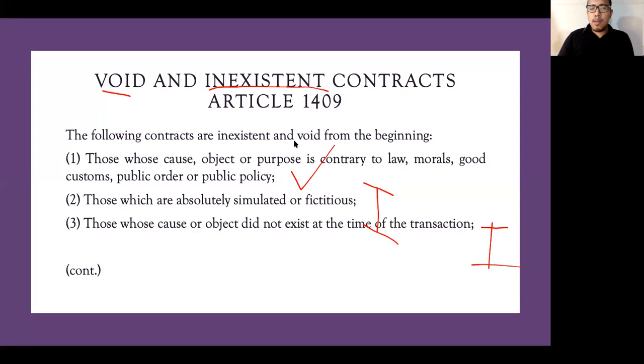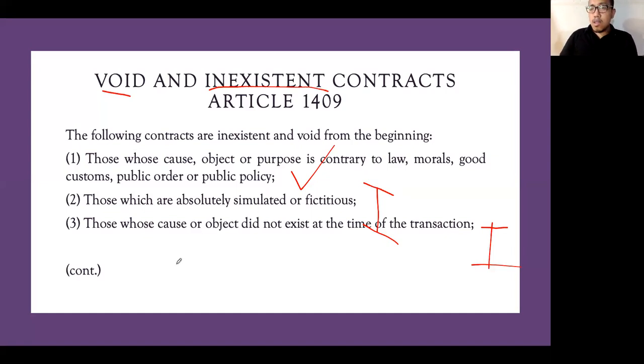Number 3, those whose cause or object did not exist at the time of the transaction. So don't confuse this with future objects. The future things can be the subject of a contract. Okay lang yun. Mangyari pa siya in the future. Pero if they did not exist at that time, ibig sabihin, wala talagang pagkakataon na in the future mangyayari siya.